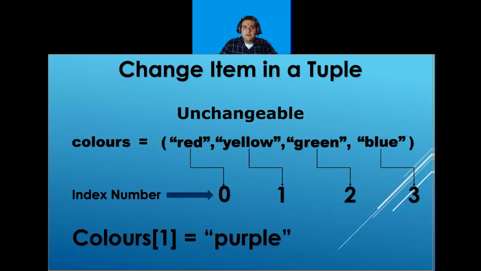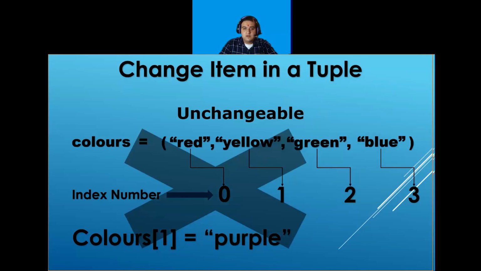My next topic is change item in a tuple. Once a tuple is created, you cannot change its value. Tuples are unchangeable or immutable. But there is a workaround. You can convert the tuple into a list with the help of list constructor. Change the list, convert the list back into a tuple with the help of tuple constructor.